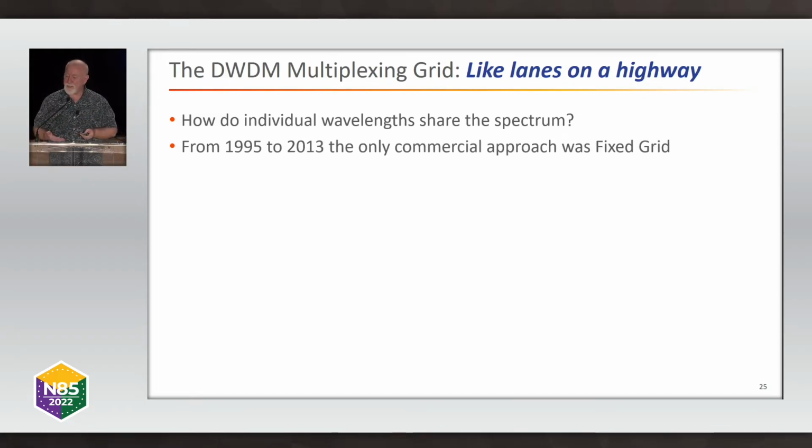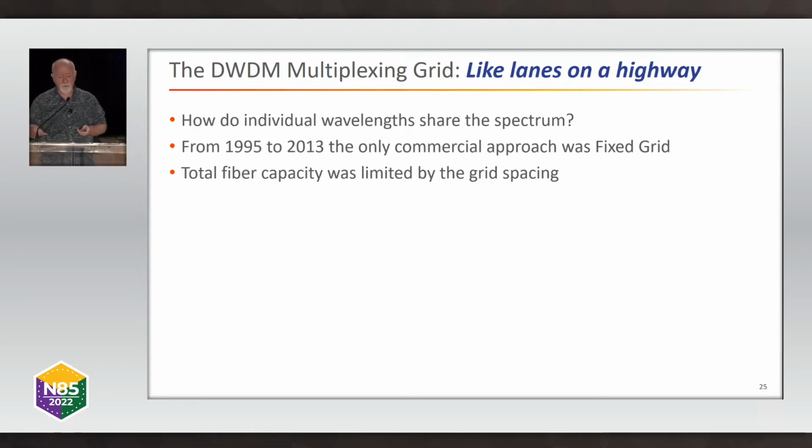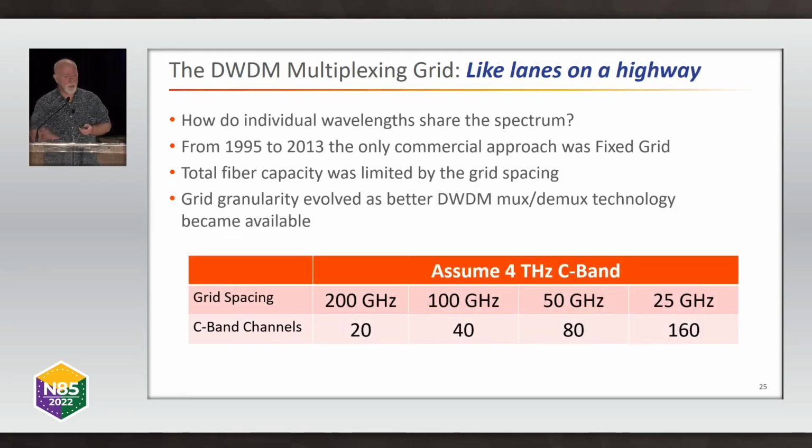Well, from about 1995 to 2013, the only commercial approach was a fixed wavelength grid, or actually a fixed frequency grid. And total fiber capacity tended to be limited by the grid itself. So what happens over time is that the grid granularity got better and better as more granular wavelength multiplexing and demultiplexing technology became available. So we started off with grid spacing of 200 gigahertz, then that went to 100 gigahertz. A lot of you will be familiar with 50 gigahertz grid systems. They were very, very common for a long time, and there are some 25 gigahertz grid systems out there as well.